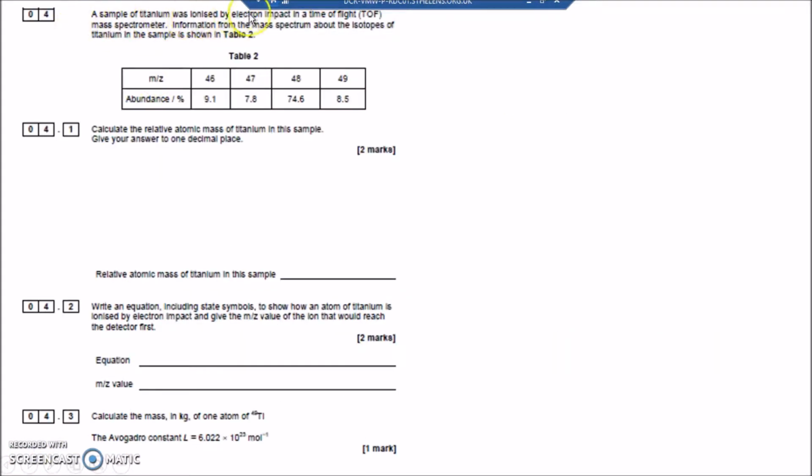Question 4. A sample of titanium was ionized by electron impact in a time-of-flight mass spectrometer. Information from the mass spectrum about the isotopes of titanium in the sample is shown in Table 2. So mass divided by Z, that's mass divided by the charge on the ions. The atoms are ionized and they lose 1 electron, so they become +1 charge. Mass divided by 1 is just the mass. So these are the masses of the atoms in titanium.